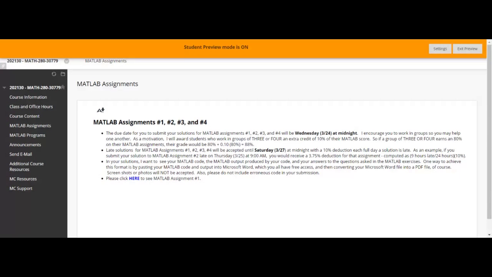The way I prefer students do MATLAB assignments is I like students to work together, in groups of 3 or 4. Now you can work on your own, but if you work in a group of 3 or 4, you're going to get extra credit. It says here there's going to be 10% extra credit on your MATLAB score. Working in groups is helpful for MATLAB assignments because you can check your answers with each other and help each other.